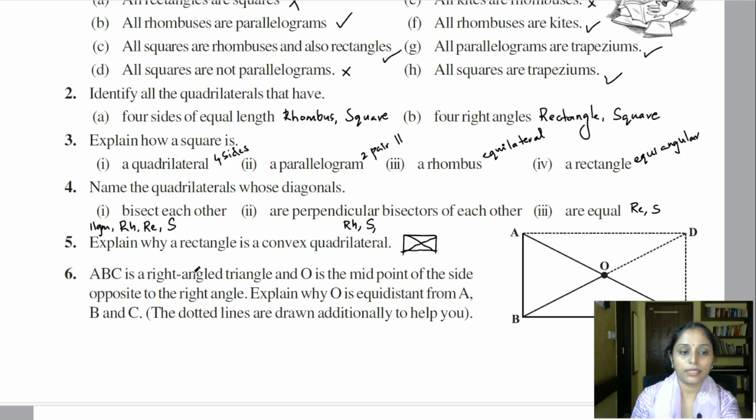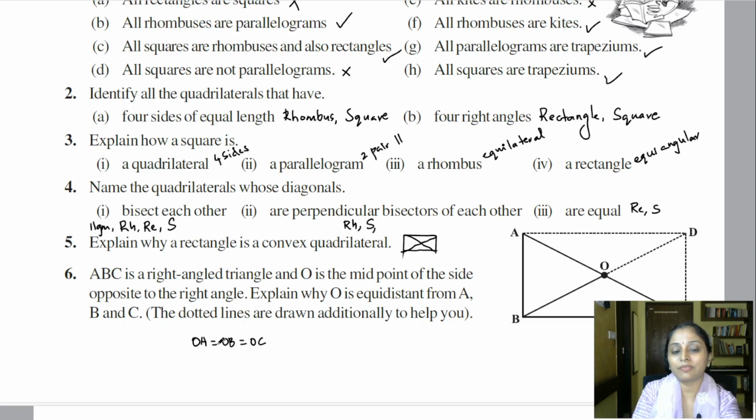Now coming to the last question. ABC is a right-angled triangle, right-angled at O. O is the midpoint of the side AC. Explain why O is equidistant from A, B and C. That is, they're saying that OA is equal to OB is equal to OC.